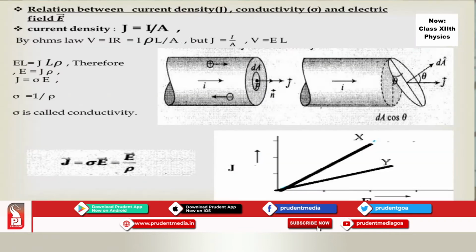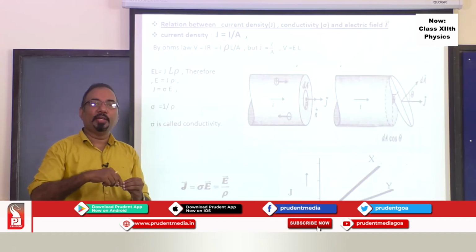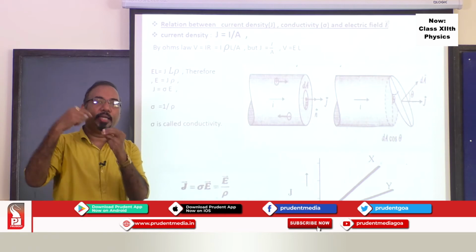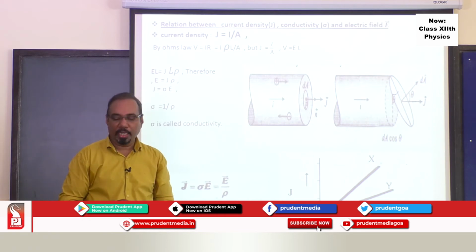So sigma is the conductivity. It's the reciprocal of resistivity. Resistivity has a unit ohm meter, so conductivity will have a unit ohm meter inverse. So that is the unit of conductivity.